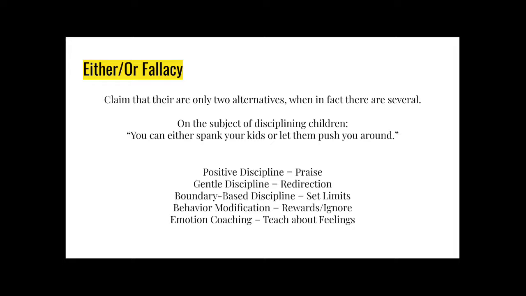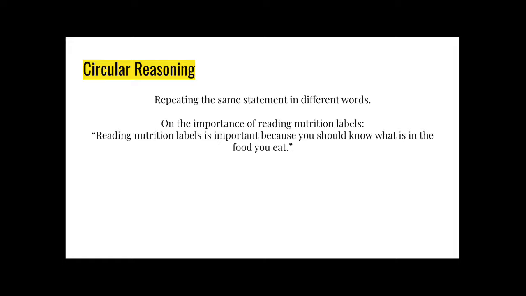Positive discipline, which means just using praise in an attempt to get a child to make more positive choices. Gentle discipline, which is redirecting them towards positive behavior. Boundary-based discipline is where we set limits. Behavior modification is the process of using rewards to reward positive behavior and ignoring negative behavior. And then finally, emotional coaching is another form of discipline where we teach the child to discuss their feelings in a particular instance.